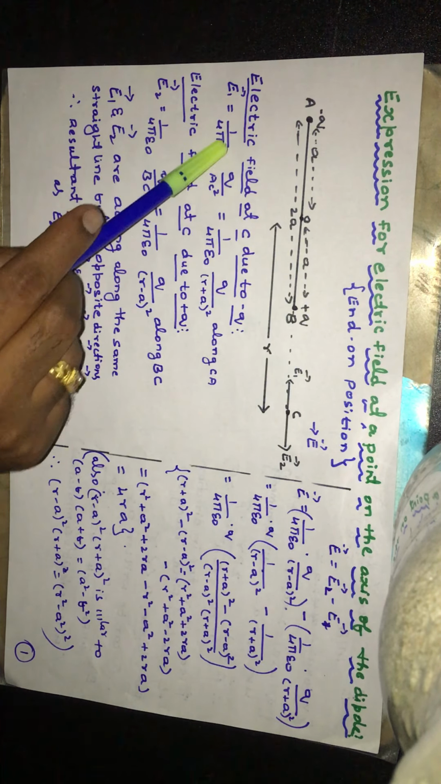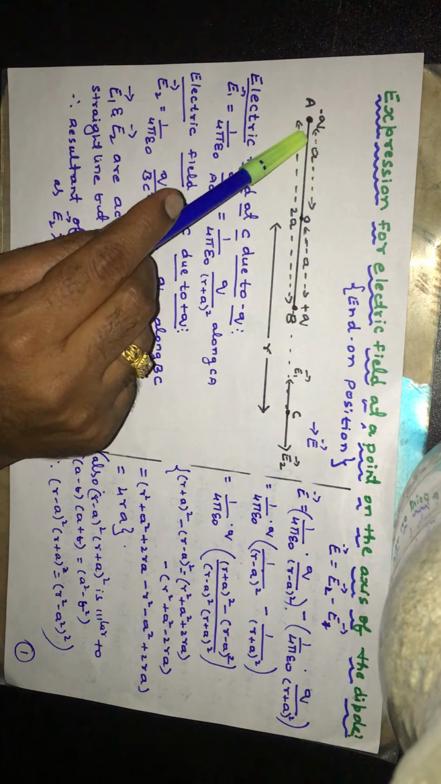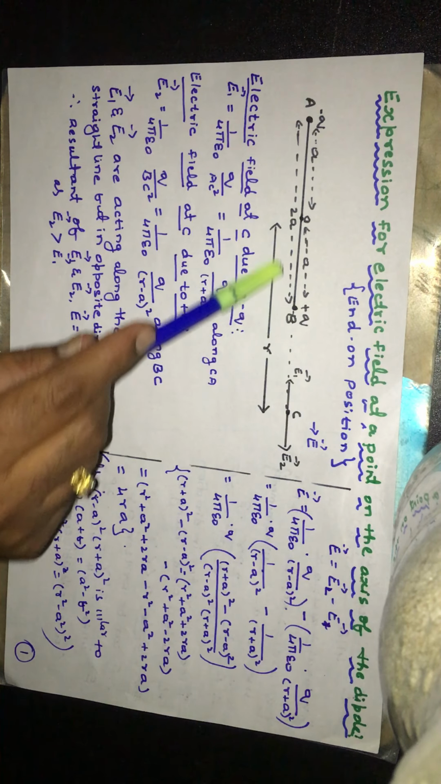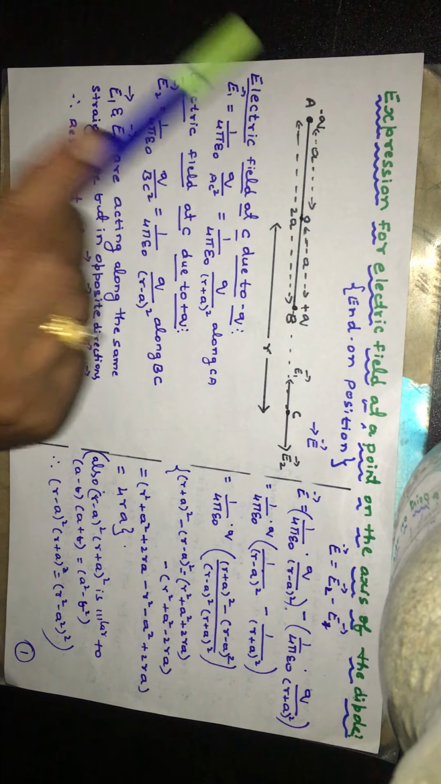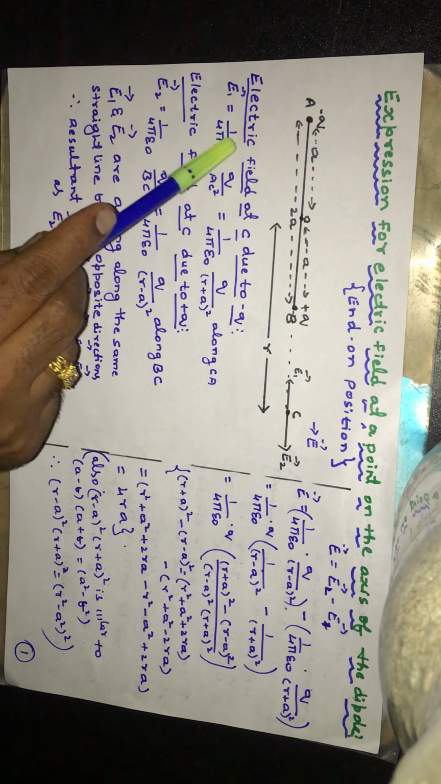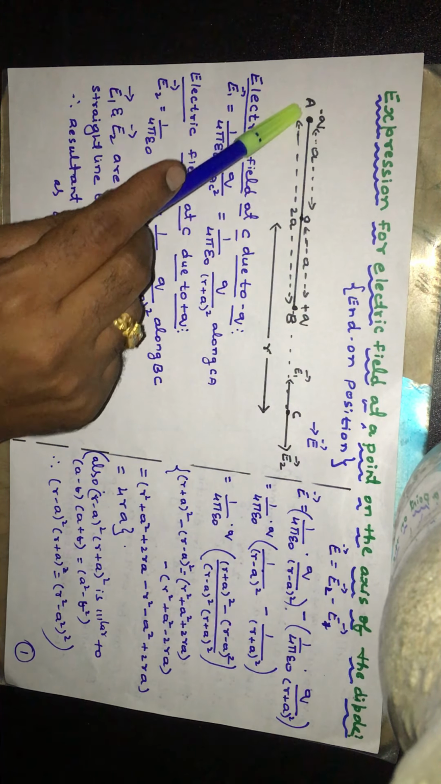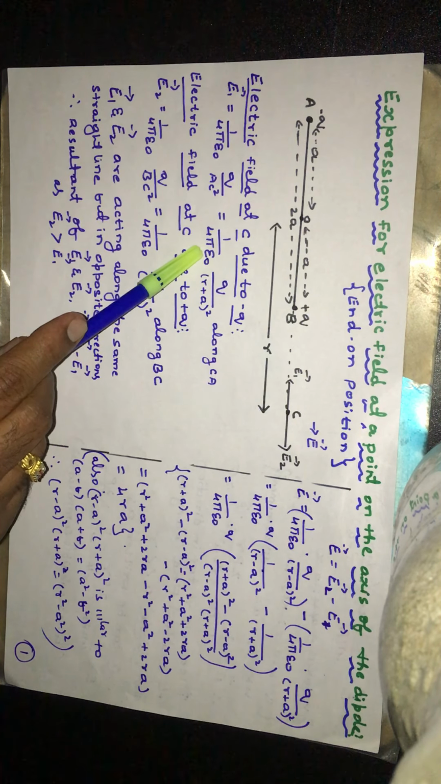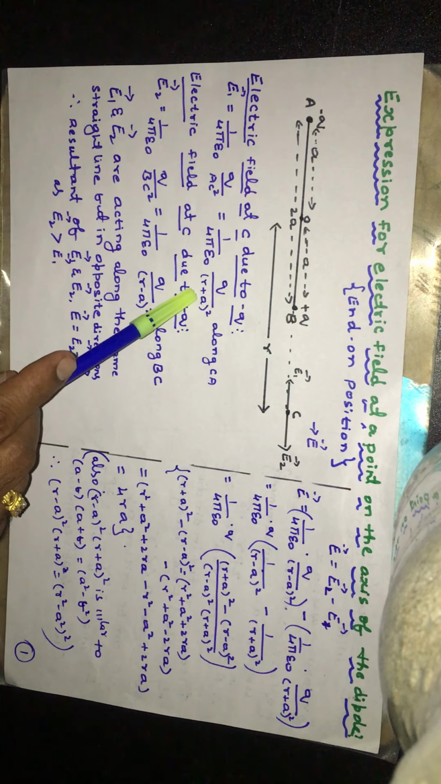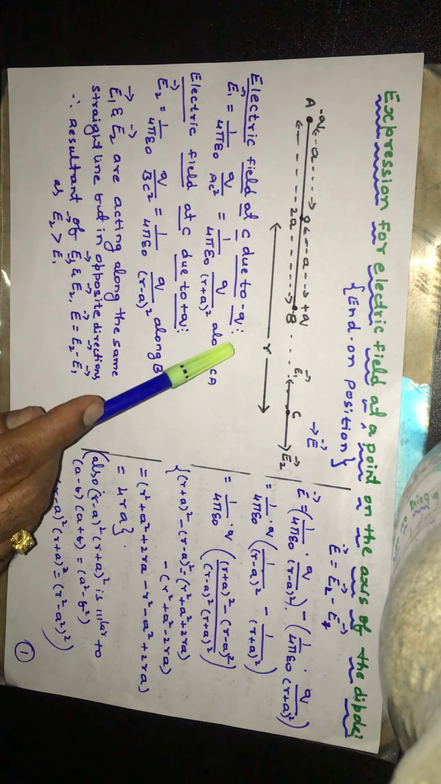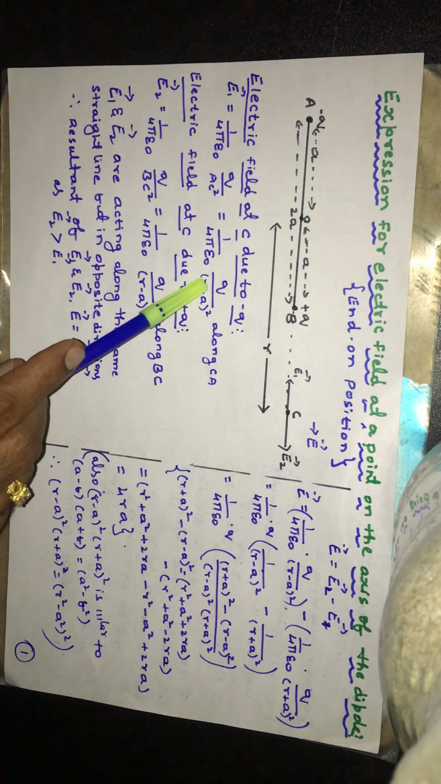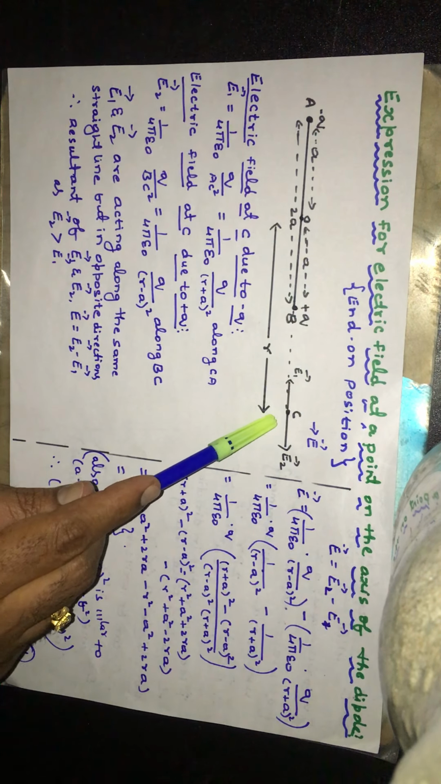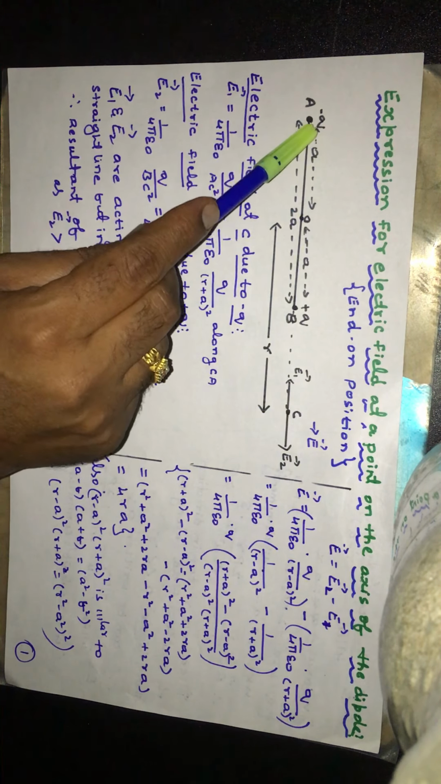So, the electric field at C due to the charge minus Q. Remember, the field at C is due to both the charges. First we will consider the electric field at C due to the negative charge Q. That is 1 by 4 pi epsilon naught into Q by the distance AC squared, which is also equal to 1 by 4 pi epsilon naught into Q by R plus A whole squared. If you think of a unit positive charge at C, that unit positive charge would be attracted by minus Q.